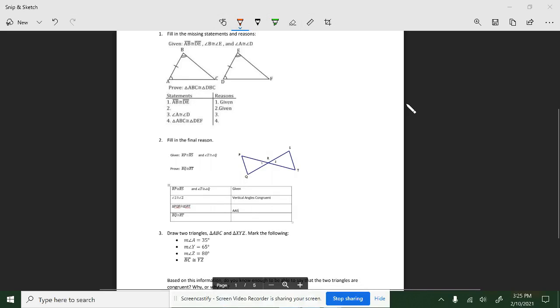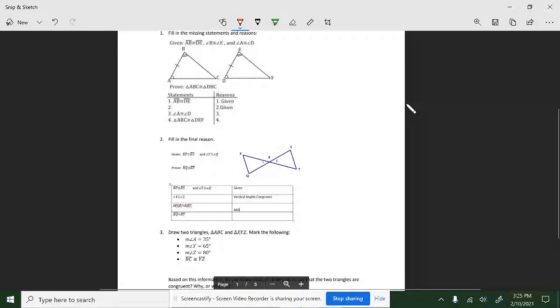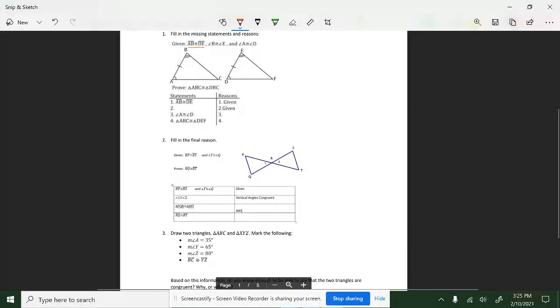Okay, I'm going to go over all the study guide answers and how to get them. So starting with number 1, this is a proof. And as with any proof, you want to start with the given. And the first given is AB is congruent to DE. They've got that there for you in step 1.